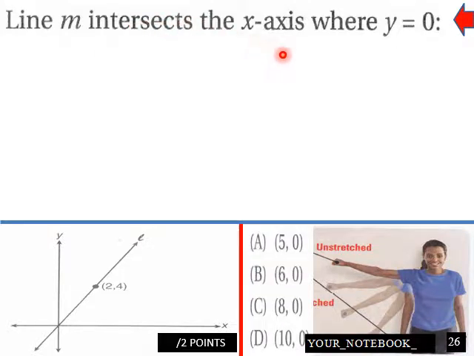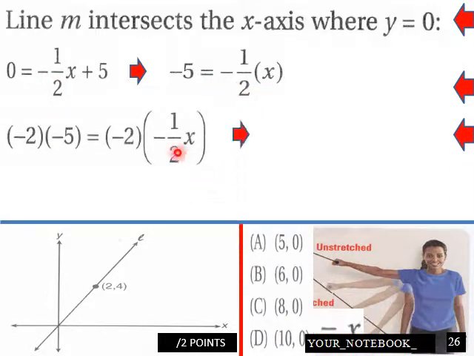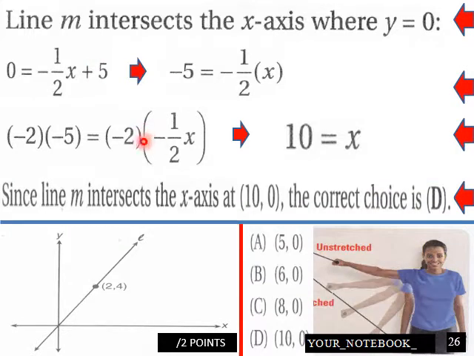Line M intersects the x-axis where y equals 0, so we plug in 0 here. Negative 5 equals, we bring our 5 over here, negative 5 equals negative 1/2 x. So 10 would equal x in that case. So since m intersects the x-axis at (10, 0), the correct choice would be D.